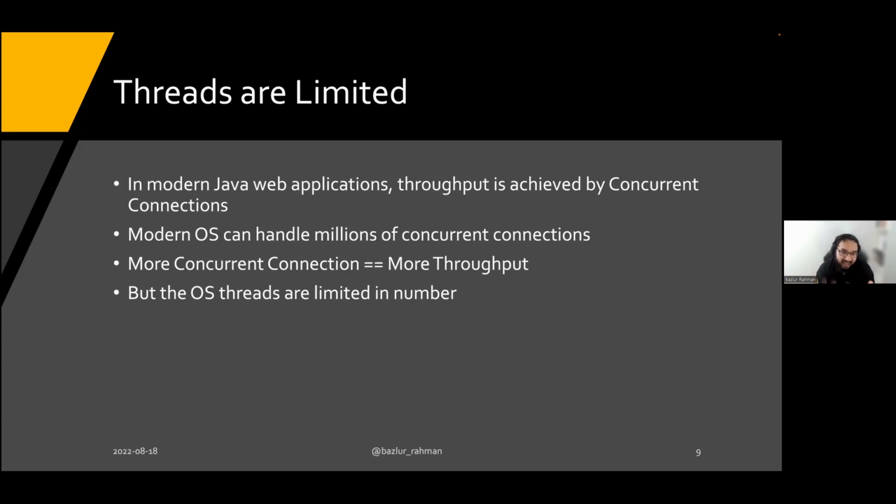So if we could have millions of threads running in our applications, and each request is served by one thread, theoretically we can have millions of throughputs, right? Does that make sense? But again, we are limited by the number of threads we can create. Now the question is, how many threads can we in fact create?